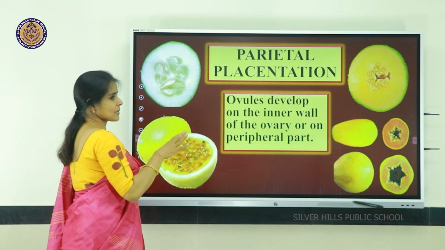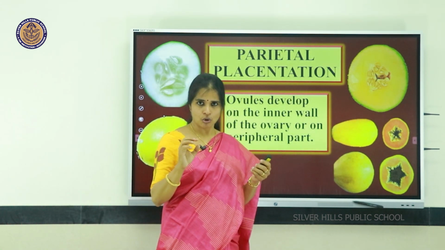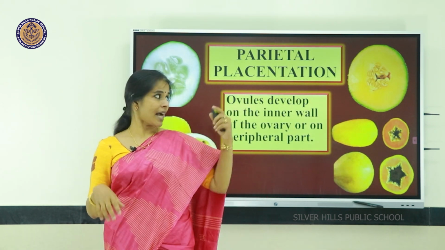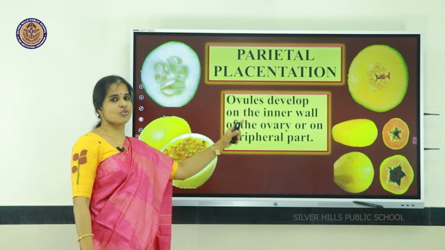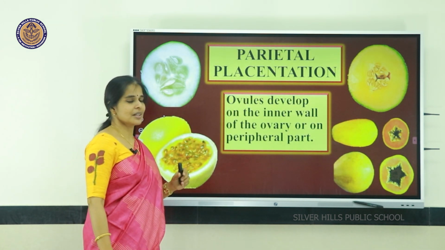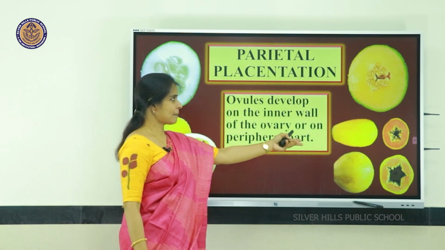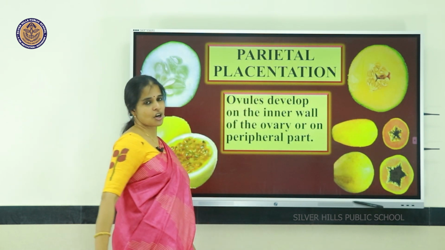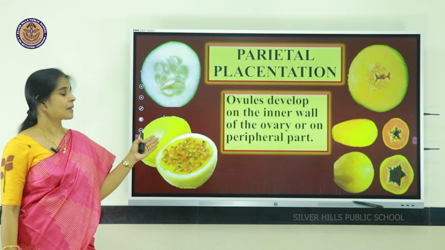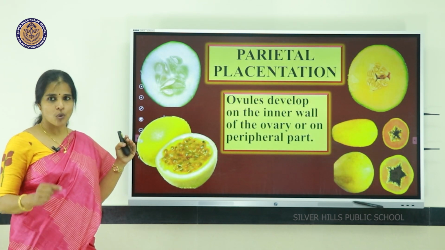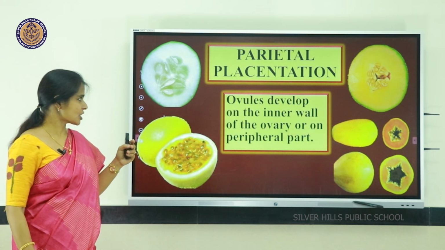There is no septa and there are no chambers, unlike the multilocular ovary structure. It is known as parietal placentation. Examples for parietal placentation are cucumber, papaya, watermelon. All these are examples of parietal placentation.